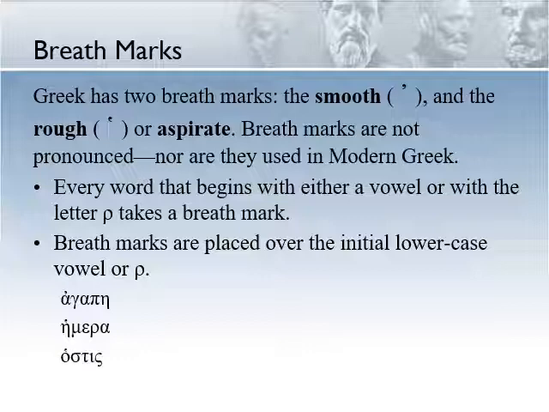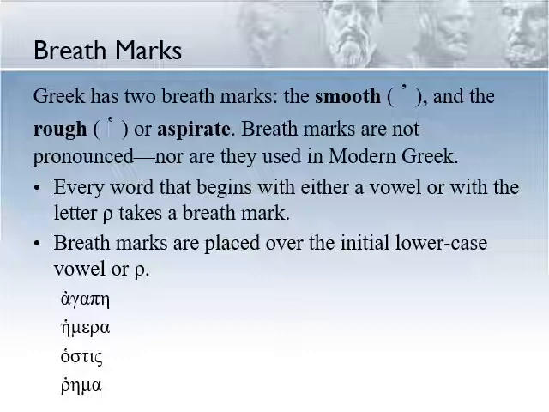The third example is spelled omicron, sigma, tau, iota, and then terminal sigma. So this is pronounced ostis, ostis. And over that initial omicron, since this word begins with a vowel, it has a breath mark. And once again, we find, like imera, it takes the rough breath mark. One more example here. Take a look at this word, rho, eta, mi, alpha, pronounced rima, rima.